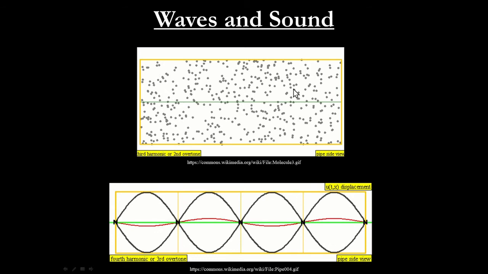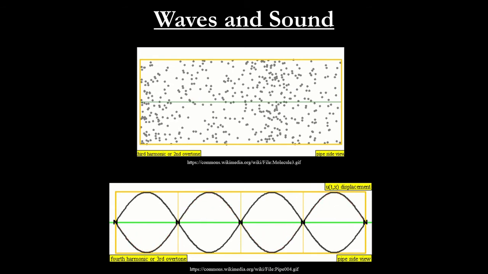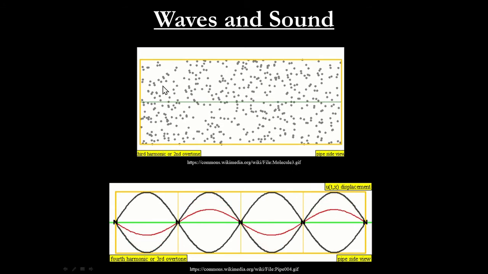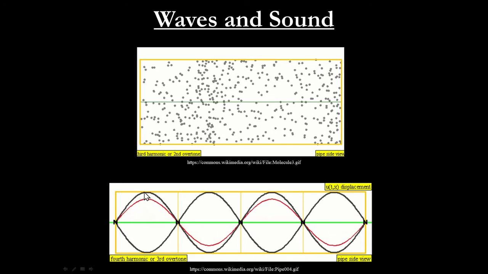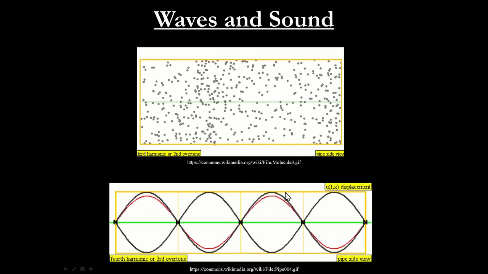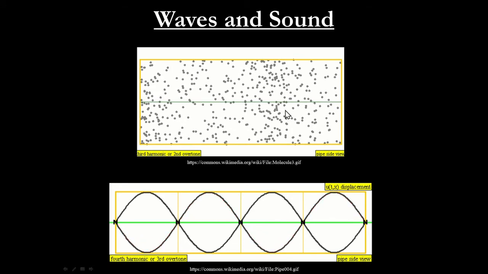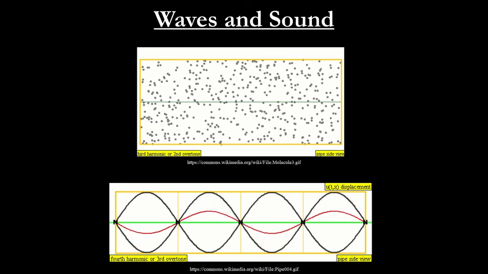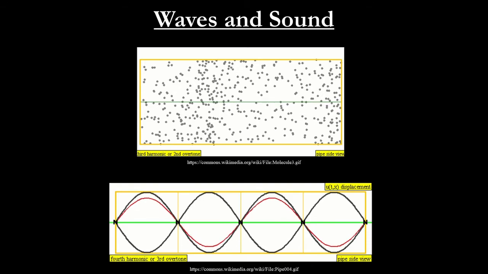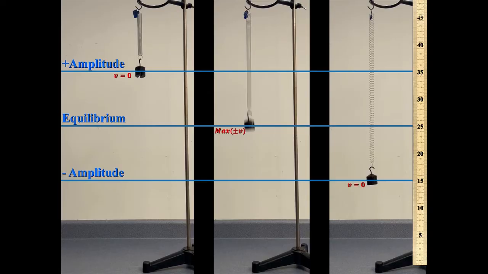Later in the semester, we're going to look at waves and sound, and transverse waves and longitudinal waves. This would be like a string bouncing up and down, or air moving back and forth. It just moves back and forth in a very repetitive pattern called simple harmonic motion.